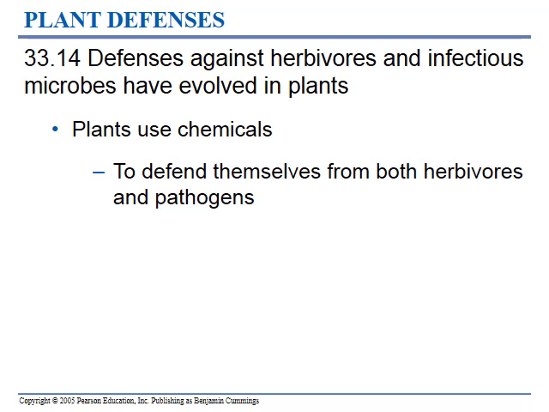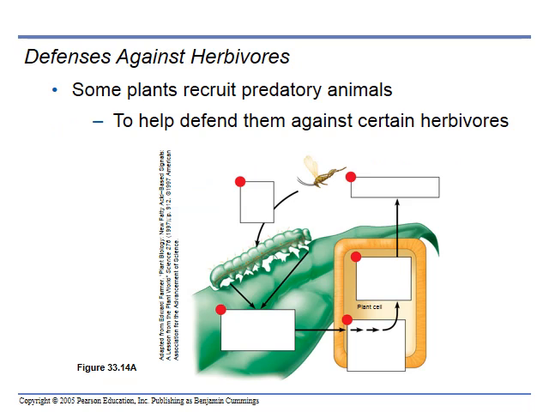Plant defenses against herbivores and infectious microbes have evolved in plants along with the presence of these herbivores and infectious microbes. So some of them have worked out a relationship where the infectious microbes might still be there, but they don't harm the plant quite so much. And plants use chemicals very often to defend themselves, both from herbivores and from pathogens.